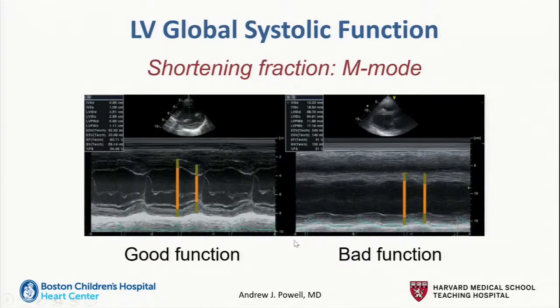Here's an example. This is done using M mode here. So end diastolic dimension: we have the septum here, the posterior wall here. We're going to measure this edge to this edge. It's a distance. And then we have end systole over here. Take the difference, put it over the end diastolic dimension, and then multiply by 100. Example of good function. Here you can see there's very little contraction going on, and the end diastolic and end systolic measurements are similar.